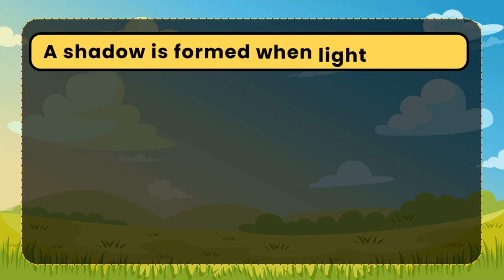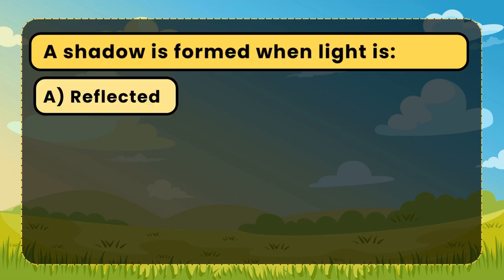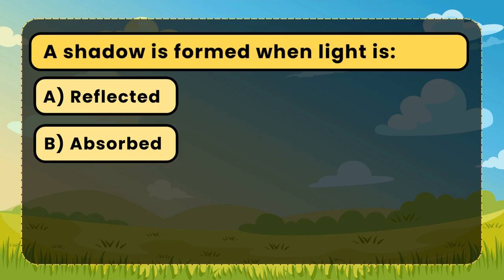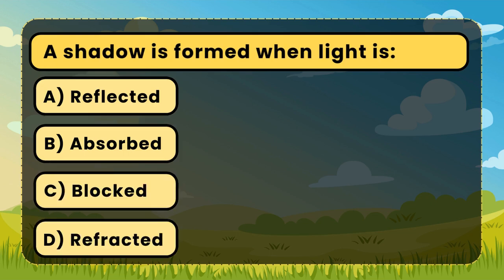A shadow is formed when light is A. Reflected, B. Absorbed, C. Blocked, D. Refracted. The correct answer is blocked.